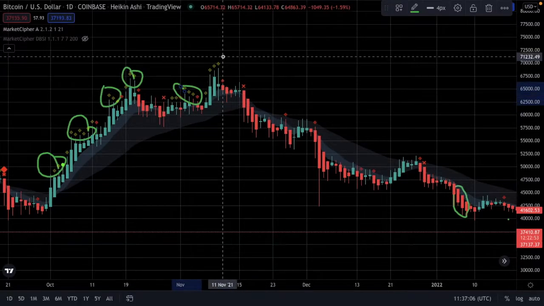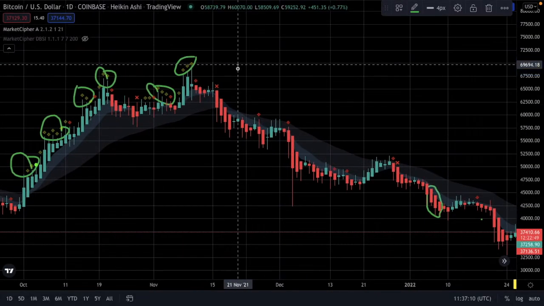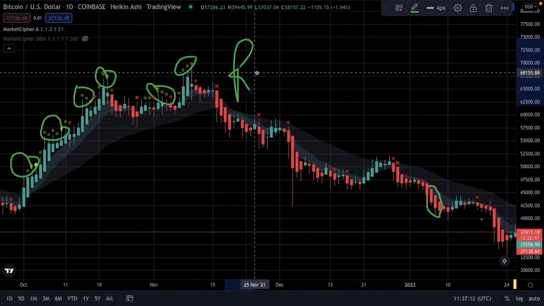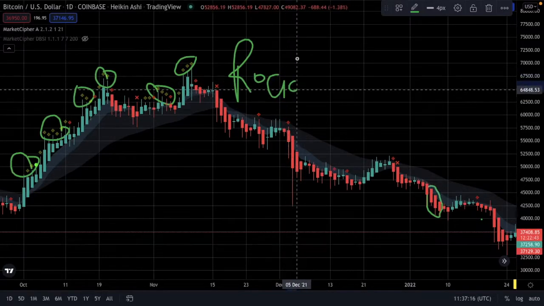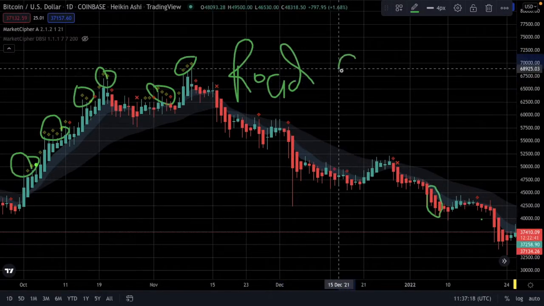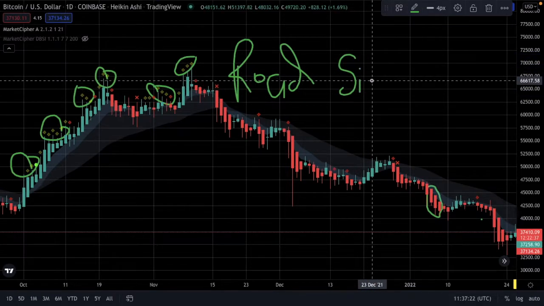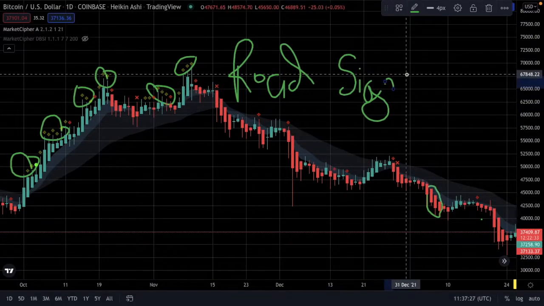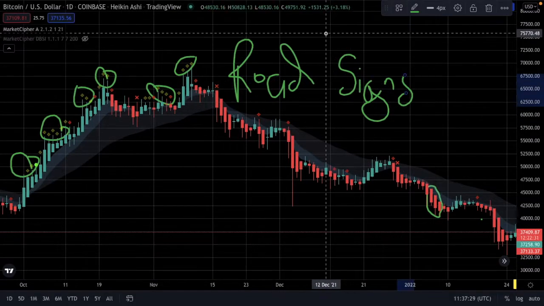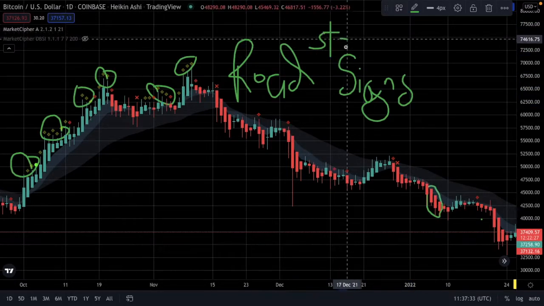So in normal, relatable words, I prefer using the word road signs. Basically, these are just your road signs. Trading is more or less like traveling, and when you're traveling, you either use a road sign or you use your Google Maps. So at the very top, this is market cipher A, or your structure A.